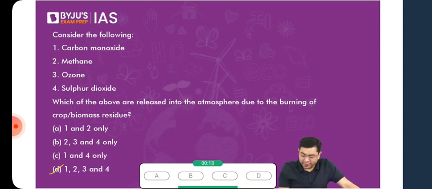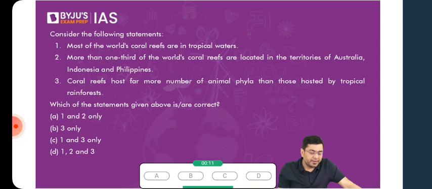Then consider the following statements. Most of the world's coral reefs are in tropical waters. More than 1/3 of the world's coral reefs are located in the territories of Australia, Indonesia, and Philippines. Coral reefs host far more animal phyla than those hosted by rainforests. Which of them are correct?